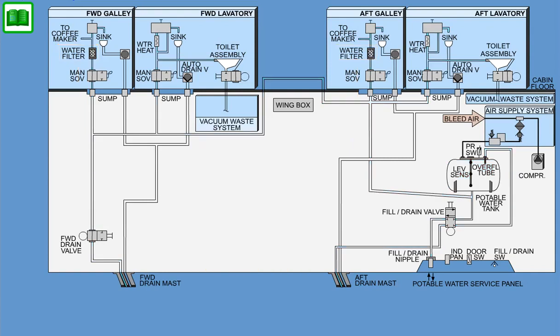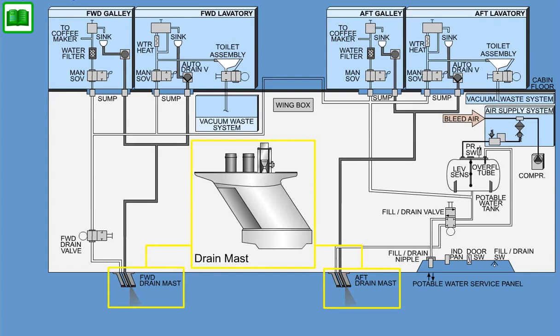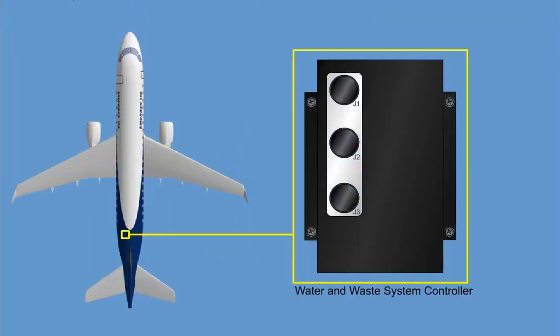The gray water system enables draining of the serviced water from galleys and lavatory wash basins. Draining is performed by drain masts located in the forward and aft sections of the fuselage. A Water and Waste System Controller, WWSC, operates and monitors the system components and evaluates failure status. The controller is designed to include all the necessary software and hardware components to support all possible standard and optional configurations.